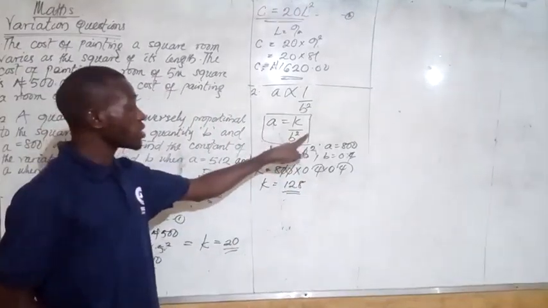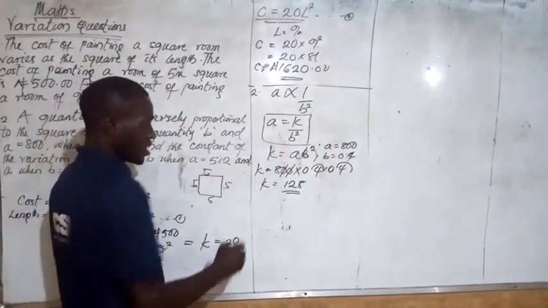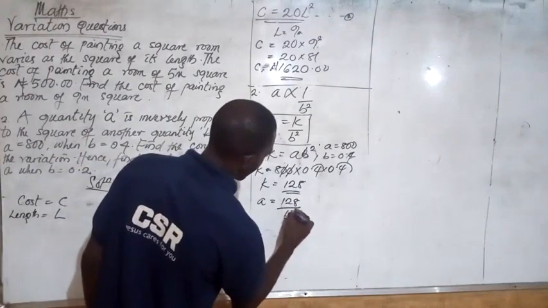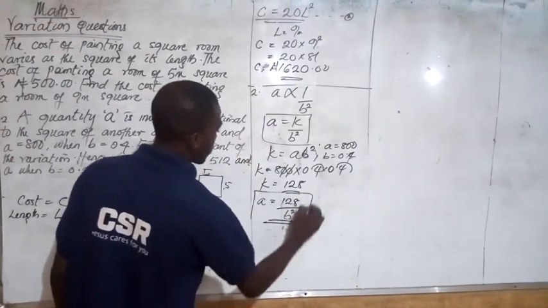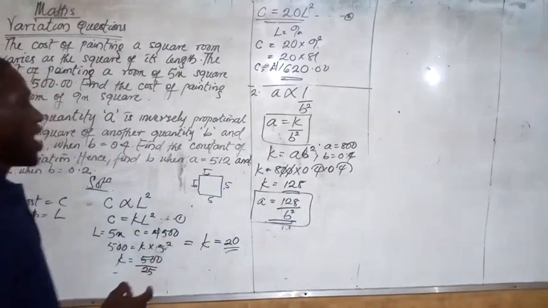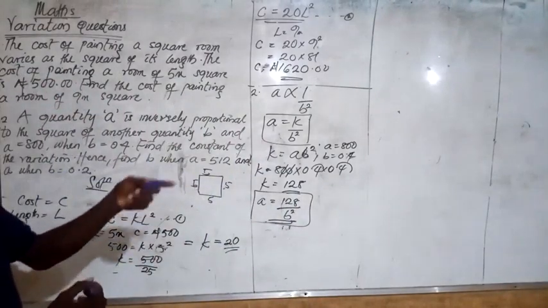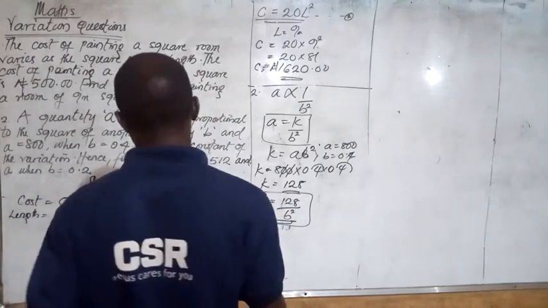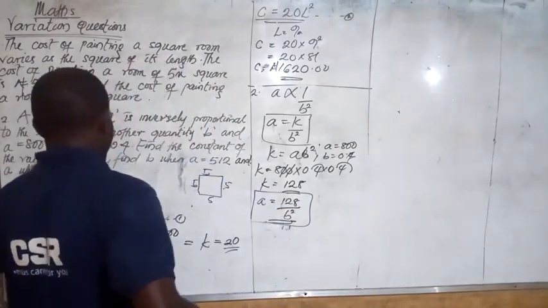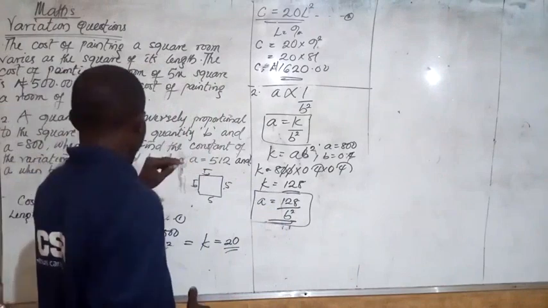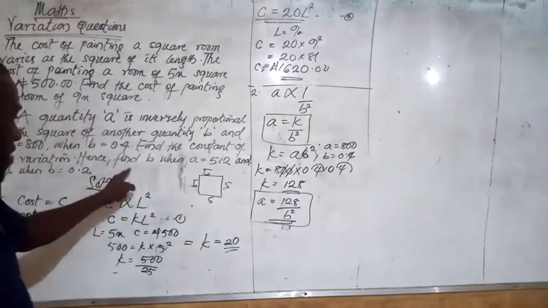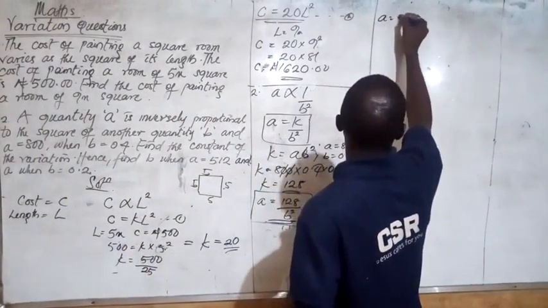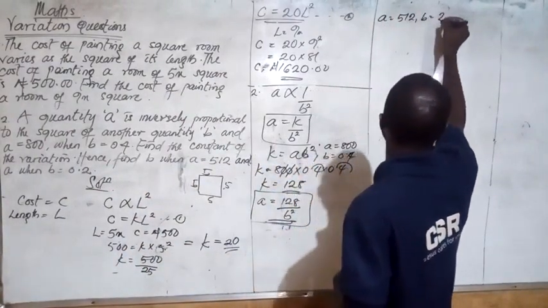So our equation that connects all of this together is going to change to A equals 128 over B squared. So this is our new equation now. To solve for any other component of that relationship will become easy since we have established our constant. So we have found the constant of variation. Now it says find B when A is 512. So A has been given to be 512 and B is unknown.